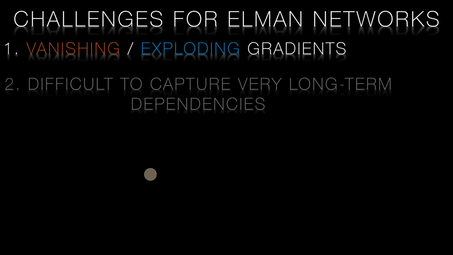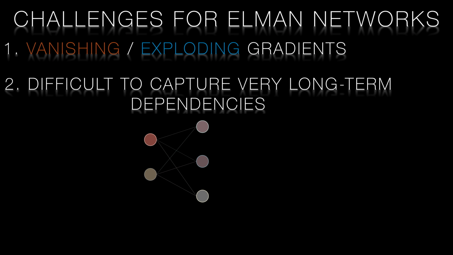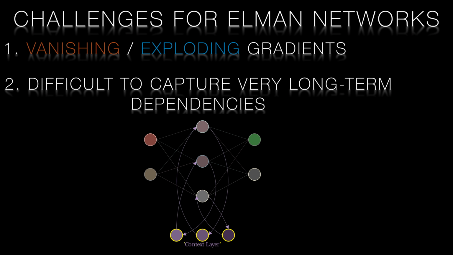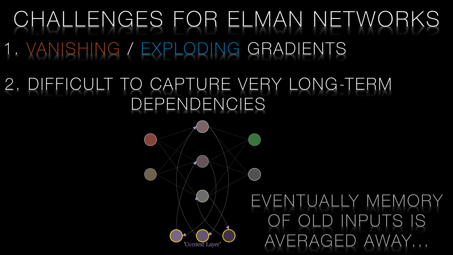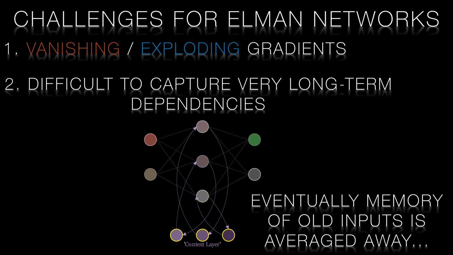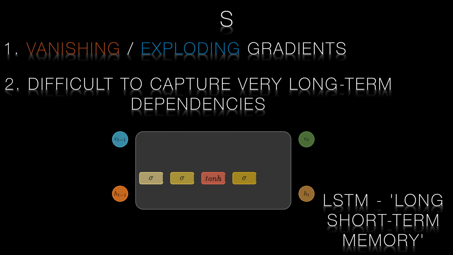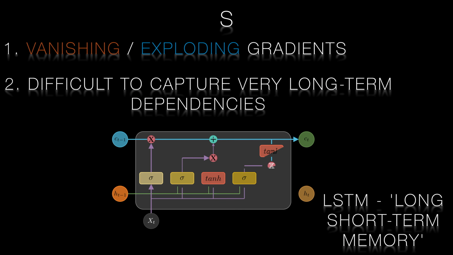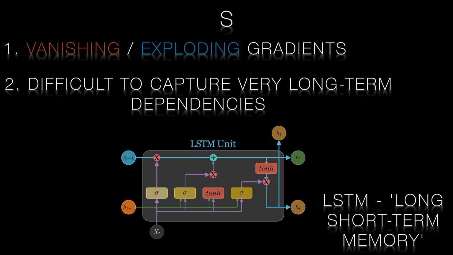There are also difficulties capturing long-term dependencies. While the context layer in Elman networks helps the network capture medium-ish term dependencies in the sequence, the values will eventually fade. It can therefore be difficult for the network to maintain a memory of its previous states over very long sequences. These two problems, those of the vanishing and exploding gradients and the long-term memory issue, motivated a more modern architecture, the LSTM, or Long Short-Term Memory Network. We'll discuss this architecture in depth in the next video.